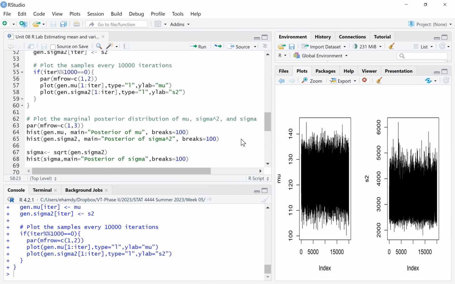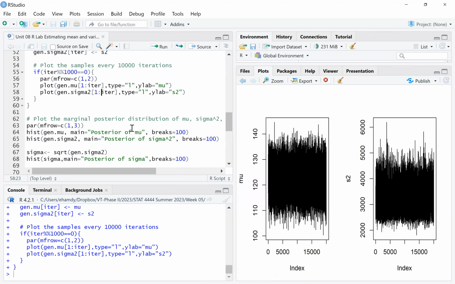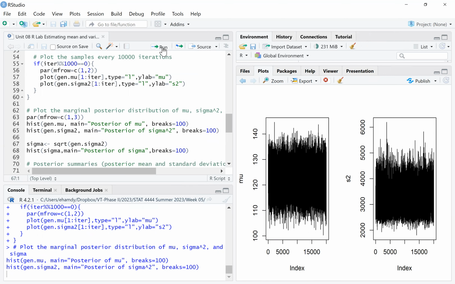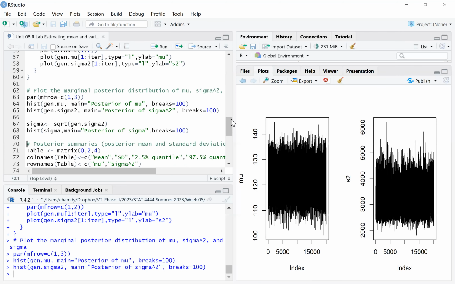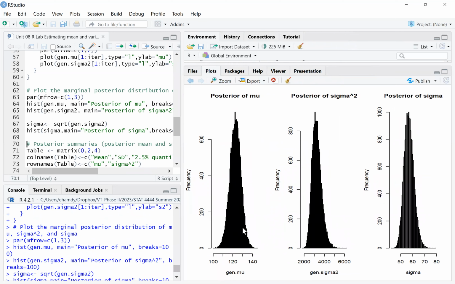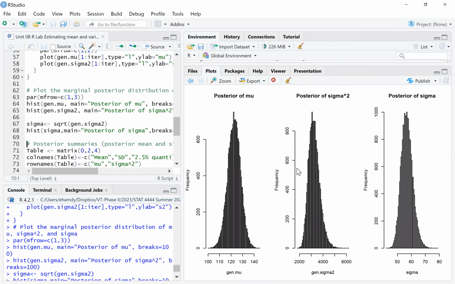So now let me graph the posterior distribution of mu, the posterior distribution of sigma square, and the posterior distribution of sigma, and look at the histograms. Those are the 3 histograms: the histogram of mu, the histogram of sigma square, and the histogram of sigma.